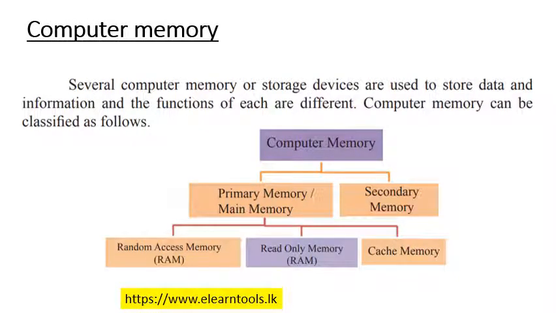Now we are going to talk about computer memory. The computer memory is very important because it is the one which holds data and instructions in the computer. And we can categorize the computer memory as in the given diagram: primary memory and secondary memory, right? There are three main types of primary memory: random access memory, ROM or read-only memory, and cache memory.